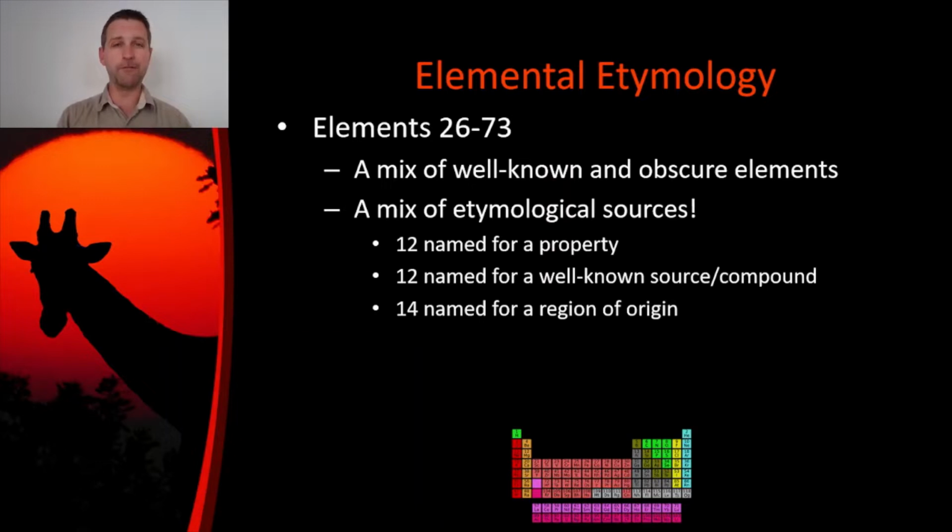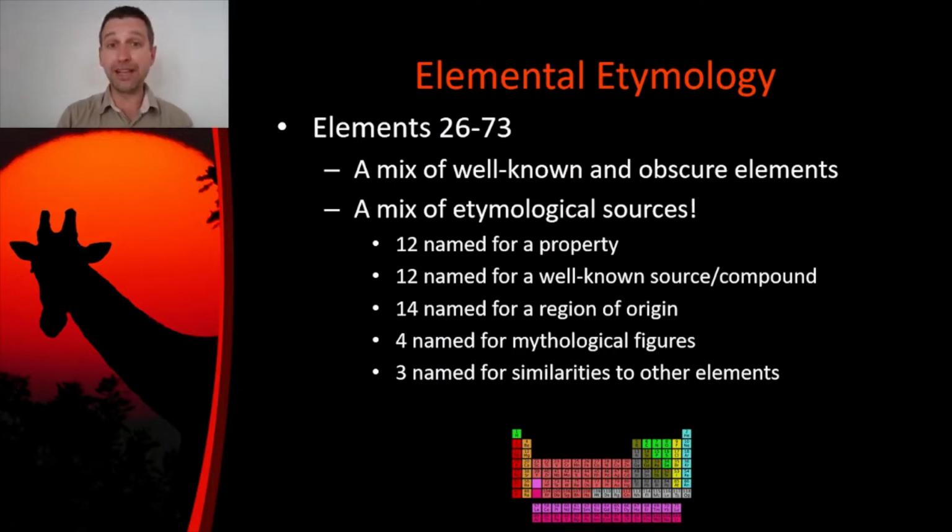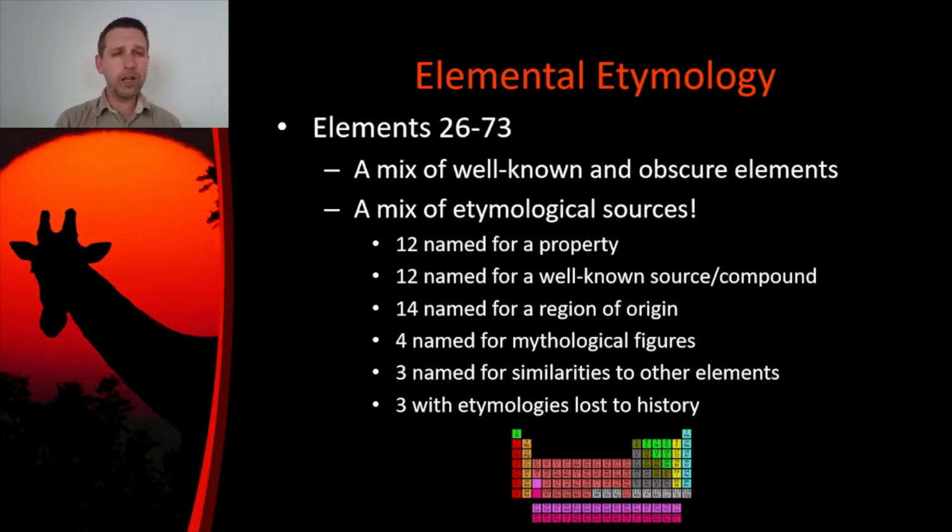This was something that we saw with a few elements in the first 25, but we're going to see that this really explodes when we get to the middle of the periodic table, and this becomes a pretty common reason that elements got named. Then 4 are named for mythological figures, and 3 are named for similarities to other elements, not necessarily anything about themselves, but just that they are similar to another element, and so they got a name that was similar to another element or harkens back to it. And then finally, in this set, 3 pretty well-known elements that I think you will have heard of have etymologies that are more or less lost to history. So we're going to talk about those at the end of this episode.